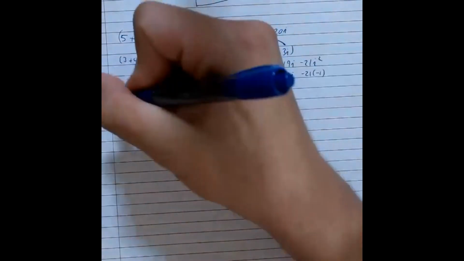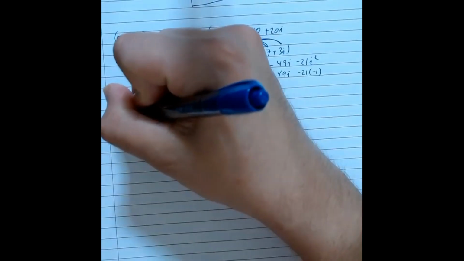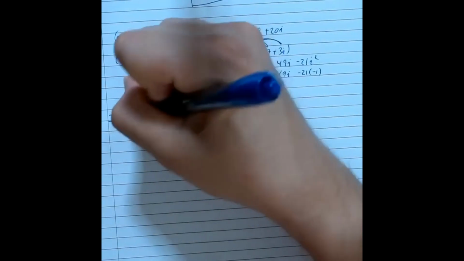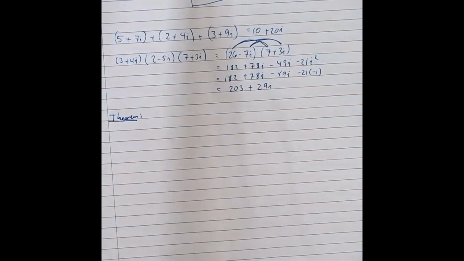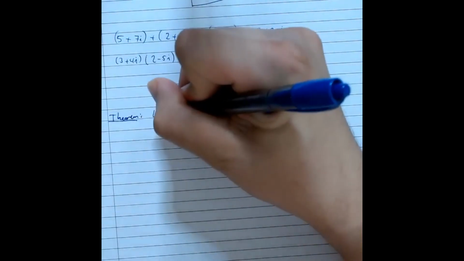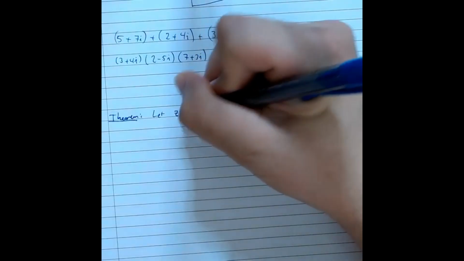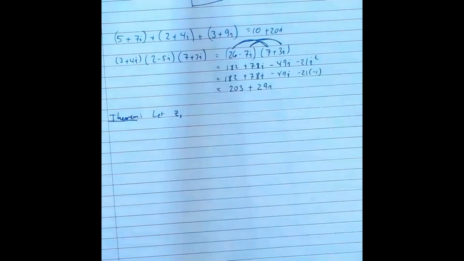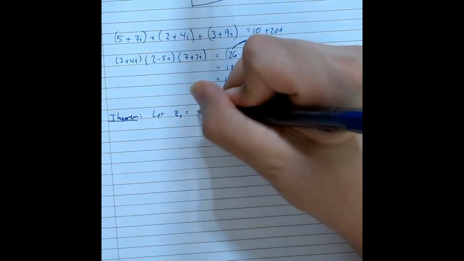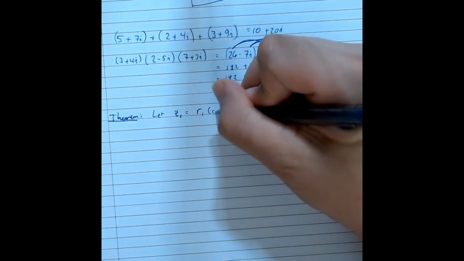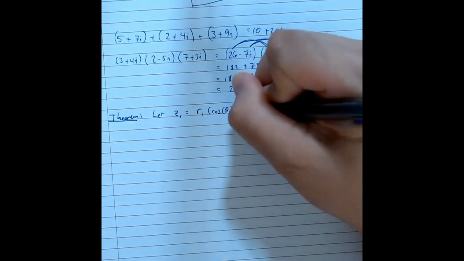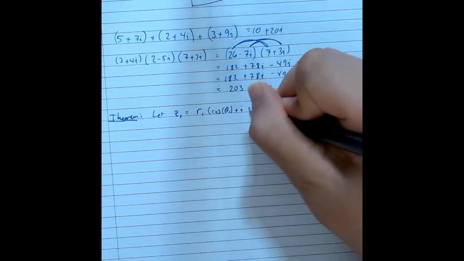So this is a theorem which begins with a couple of complex numbers. We're going to let z, and here I'm going to have two complex numbers, so I'm going to call this one z1. Let z1 be given by r1 times cosine of theta 1 plus i sine of theta 1.